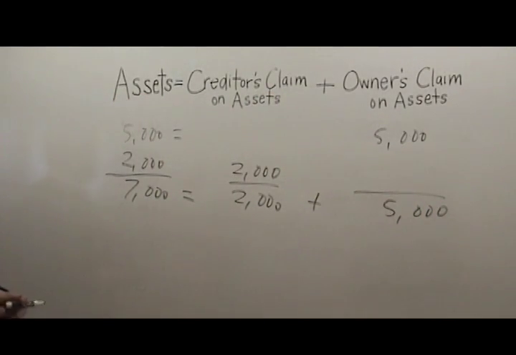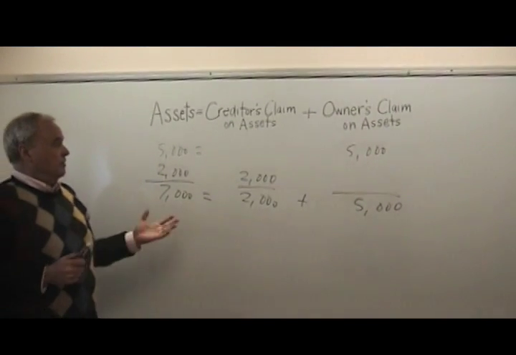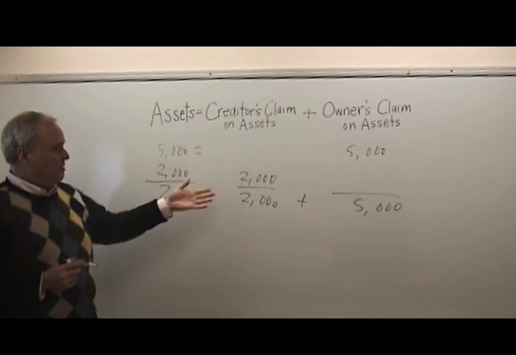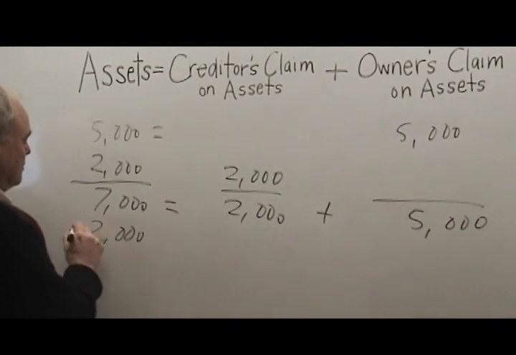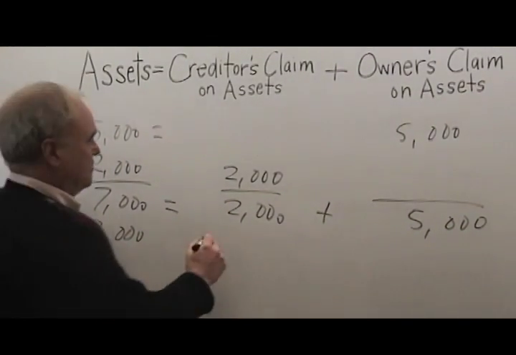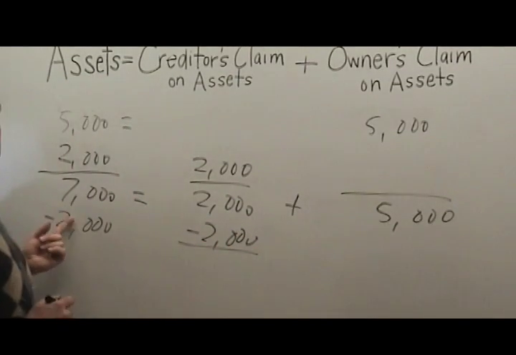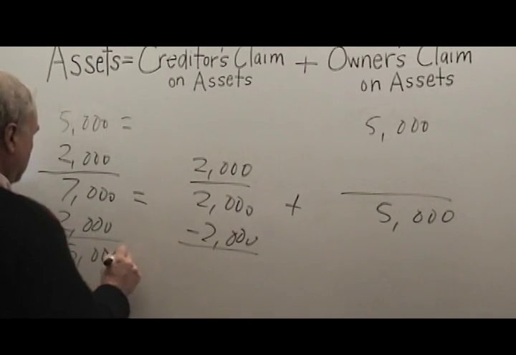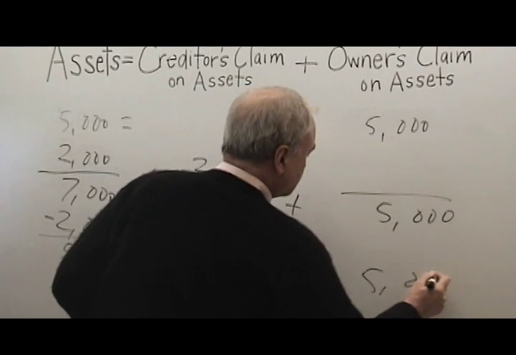At this time, let's say we decide that we would like to dissolve the business. Here's what we would do. First of all, we have to pay off the bank. Okay? The cash would go down by $2,000, minus $2,000, and the bank's claim goes down by $2,000. Notice a double entry and an equation that continues to balance.